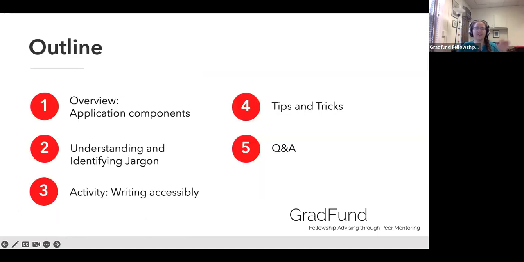We're going to do a very brief overview of application components, what kind of things you can expect. And then we're going to be talking about understanding and identifying jargon. You're going to have an activity in there, and then another activity about writing accessibly, so basically putting it into practice. We're going to wrap up with tips, tricks, and takeaways, and then we'll have some time at the end for Q&A. Also along the way, if you have questions, if you have things you want to say, please feel free to drop them in the chat. We will get to them either as you ask them in the chat or verbally, or we'll get to them in the Q&A. So looking forward to it.